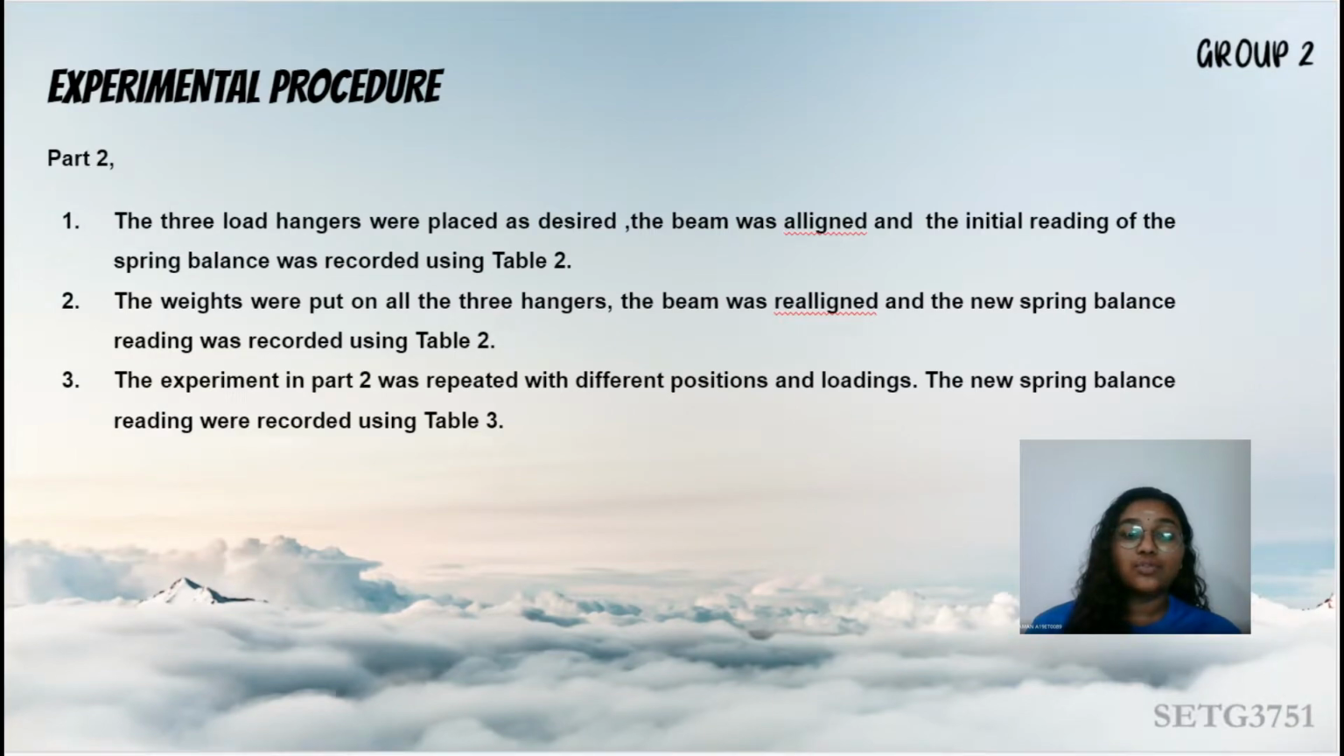Consequently, for part 2, the three load hangers were placed as desired. The beam was aligned and the initial reading of the spring balance was recorded using table 2. The weights were put on all three hangers, the beam was realigned, and the new spring balance reading was recorded using table 2.